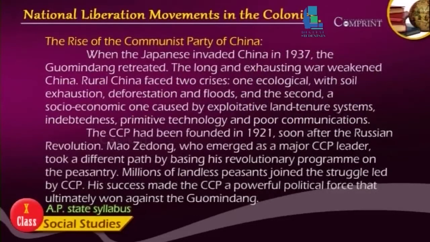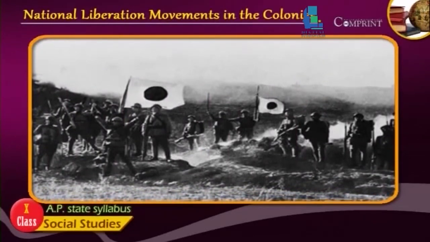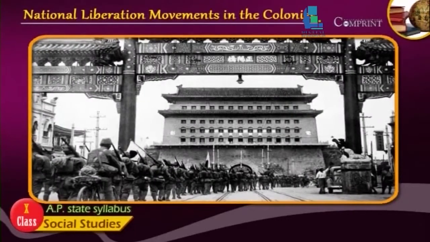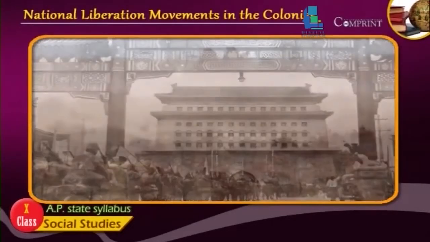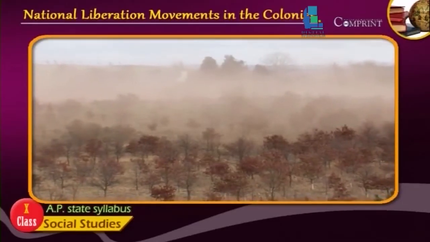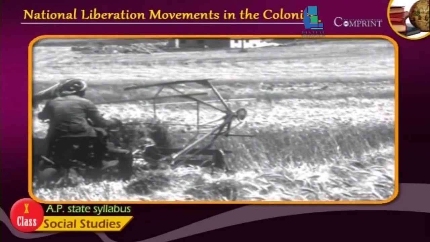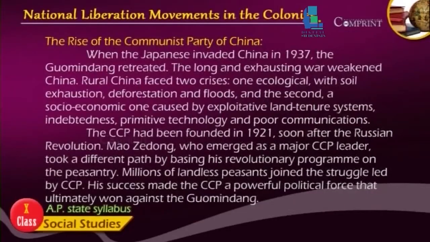The rise of the Communist Party of China. When the Japanese invaded China in 1937, the Kuomintang retreated. The long and exhausting war weakened China. Rural China faced two crises. One was ecological, with soil exhaustion, deforestation and floods. The second was a socio-economic one, caused by exploitative land tenure systems, indebtedness, primitive technology and poor communication.